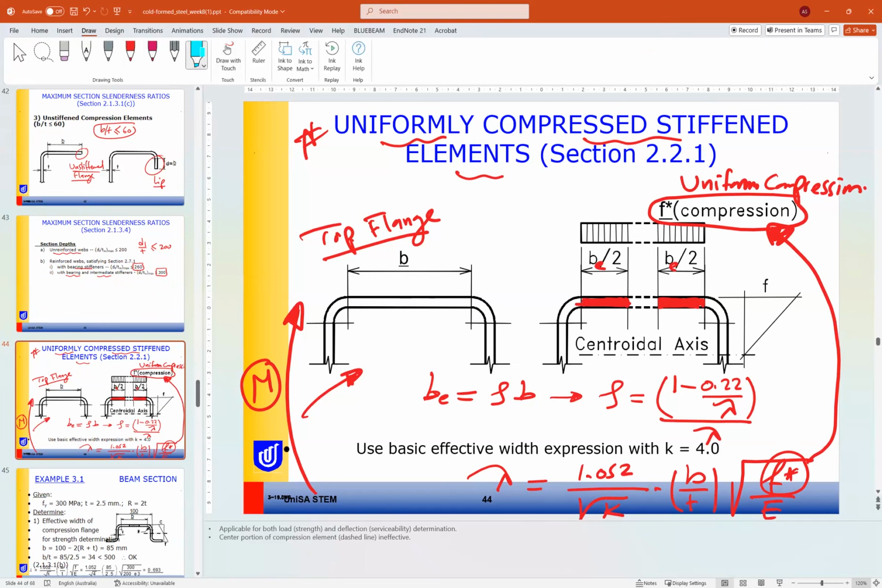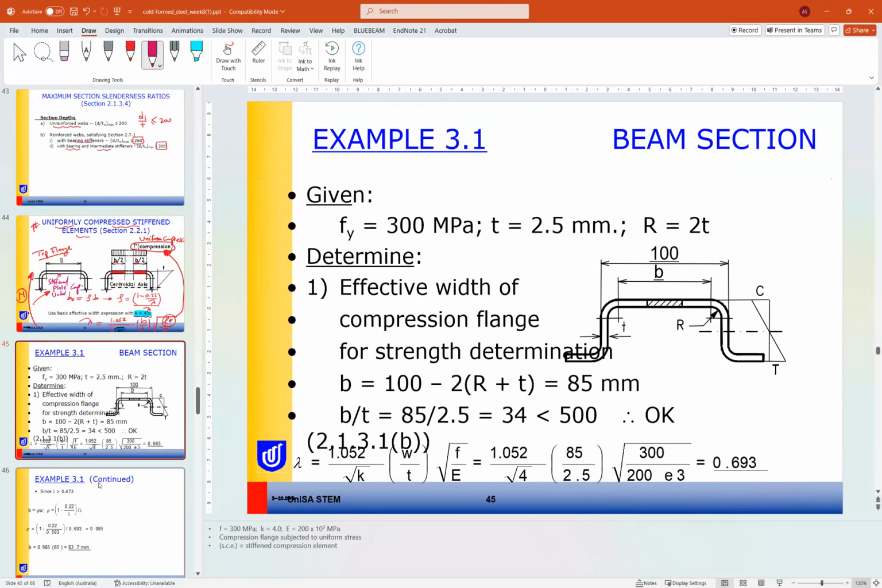Okay, k, the buckling coefficient here will be taken as 4. Why will the buckling coefficient be taken as 4? Because it is a stiffened plate under uniform compression. So this is one common case we have.